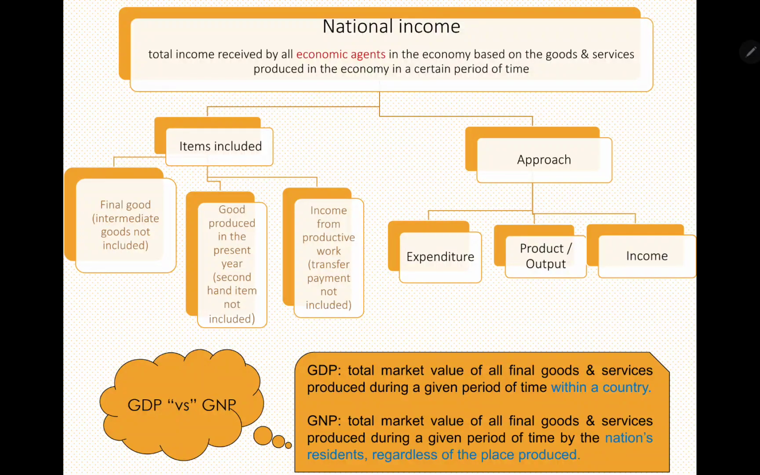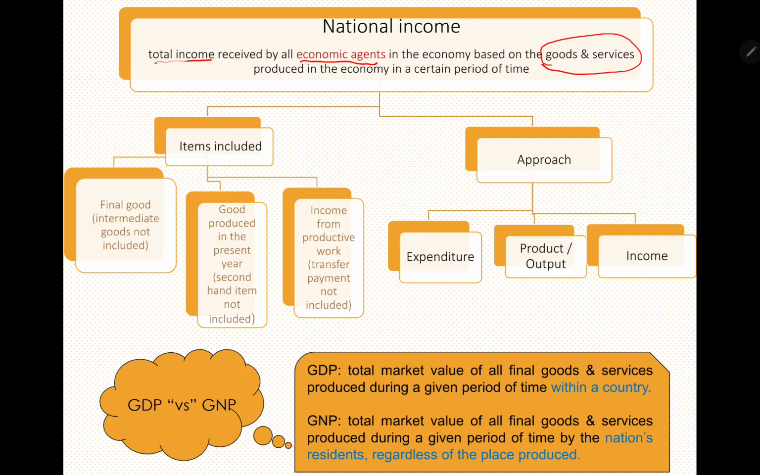Okay, next we move to the national income accounting, the definition, as well as the approach to calculate national income. So what is national income? National income refers to the total income received by everyone or all economic agents in the economy, and this can usually be measured in terms of the goods and services produced in the economy. So the higher the value of goods and services produced in the economy, the higher the national income.